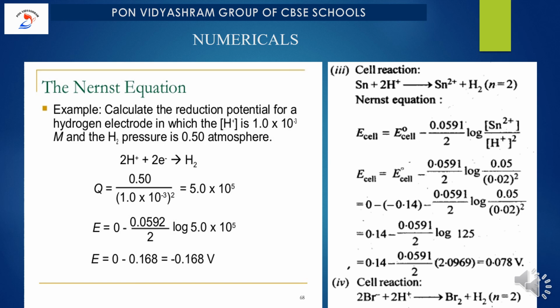Remember, E naught cell here is that of the hydrogen electrode, so E naught cell of hydrogen will be 0. The other calculation we can do as such in the paper.